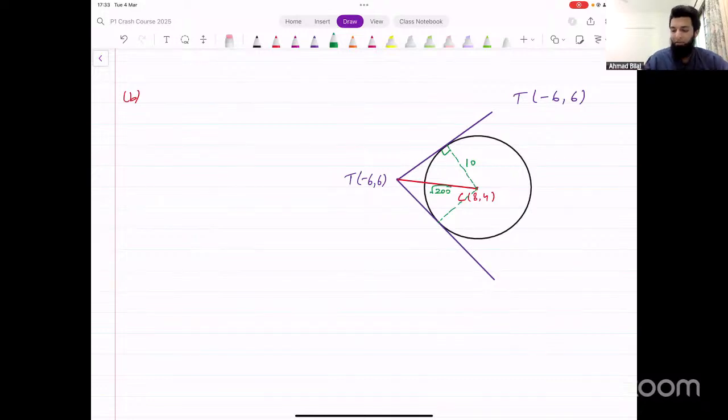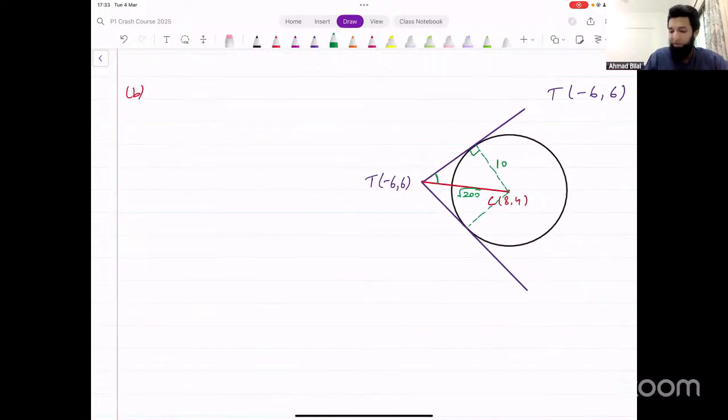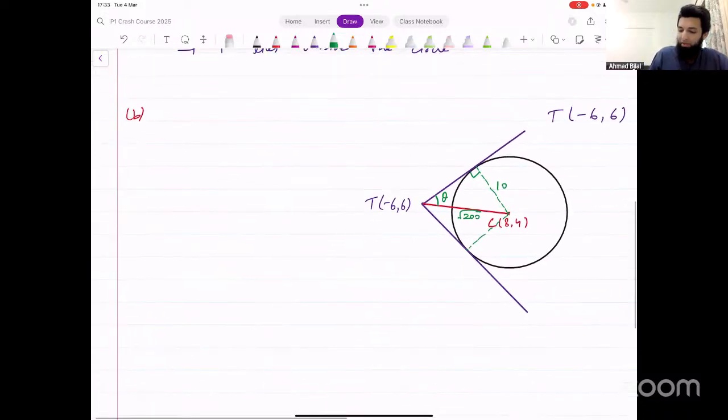Right? We are looking for this angle. So we have a right angle triangle. We can use basic trigonometry. Let's call this angle theta. How do you find this angle?